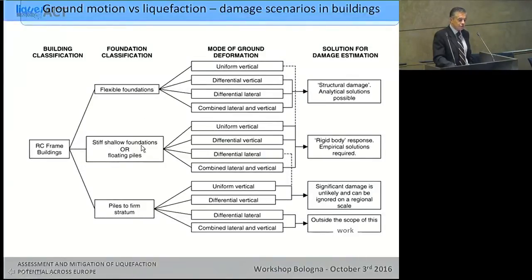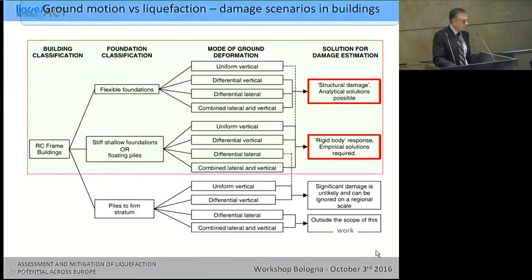In stiff, shallow foundations or floating piles, very common in some of our structures, we have all these modes of ground deformation. Rigid body movement is expected, so empirical solutions, the one that we talked about before, the LSCN, etc., will fit, we think. And then we have these piles to firm, which will be outside of this work. So we have to deal with two different situations, flexible and stiff.